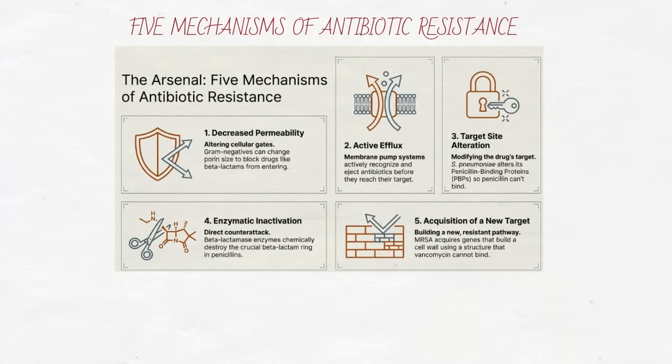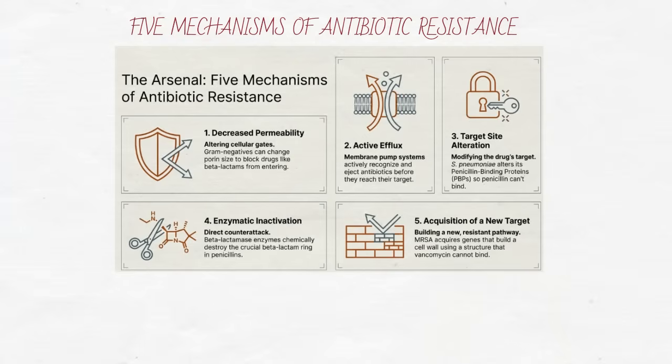Second, antibiotic efflux, an active removal system. Think of these as super-efficient bilge pumps. They're multi-component membrane systems that recognize toxic substances, including antibiotics, and pump them right back out before they can even reach their target. Third, alteration of the target site, changing the lock so the key doesn't work anymore. A famous example is Streptococcus pneumoniae, which alters its penicillin-binding proteins, or PBPs. The antibiotic can't bind effectively, and it loses its power.